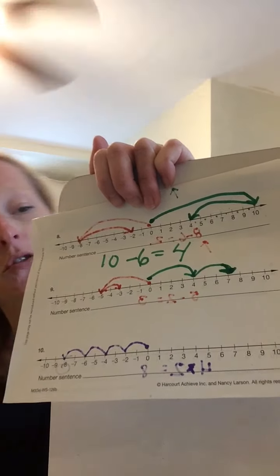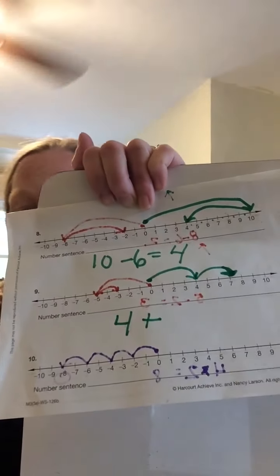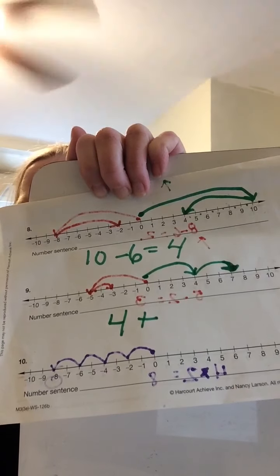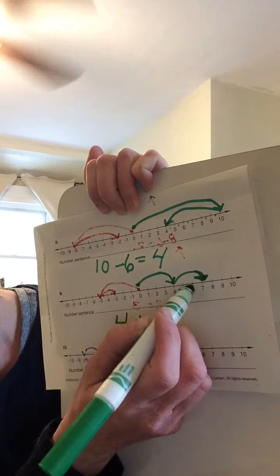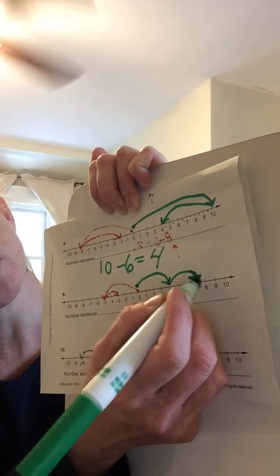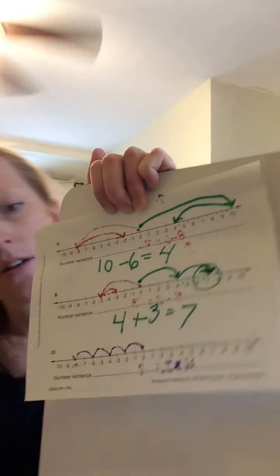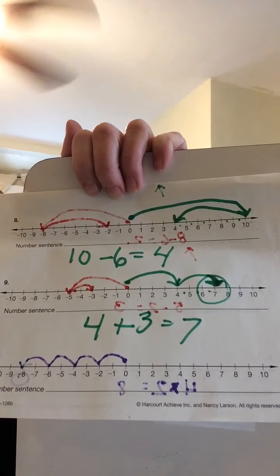It goes from 0 to 4, so the first number that the arrow is pointing to is 4. So we have 4 plus how many? If I count between them, 1, 2, 3, 4 plus 3 equals, and the final arrow is on 7. So that is 4 plus 3 equals 7.